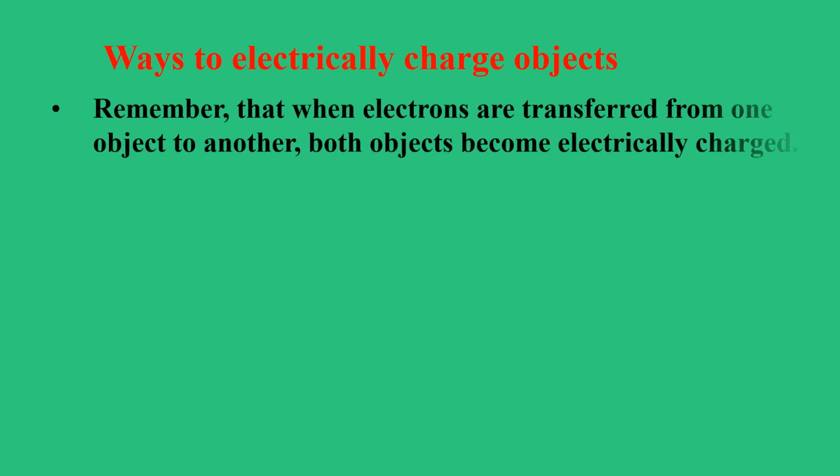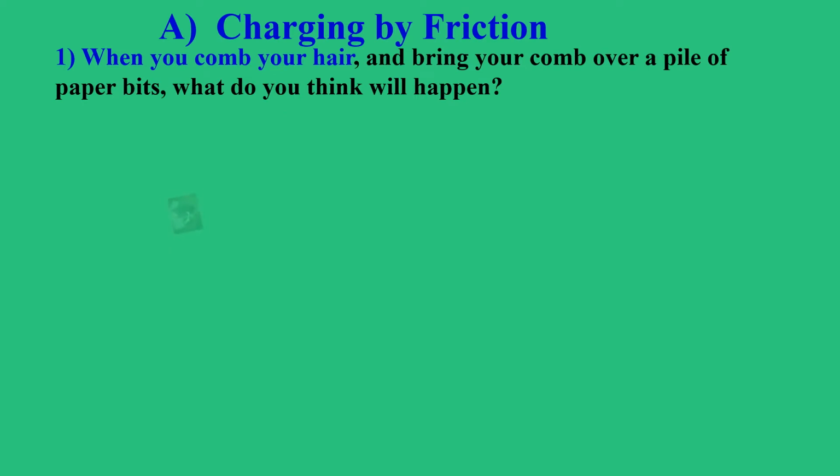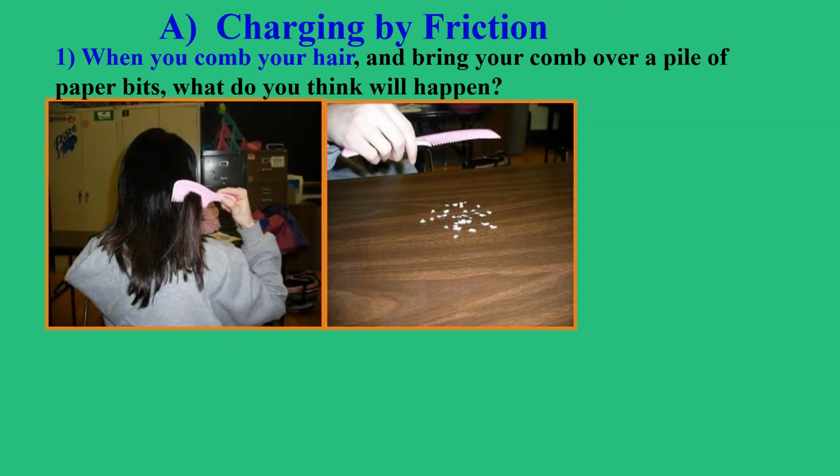Ways to electrically charge objects. Remember that when electrons are transferred from one object to another, both objects become electrically charged. There are three ways in which objects become electrically charged: by friction, by contact, and by induction. Let's consider now charging by friction.